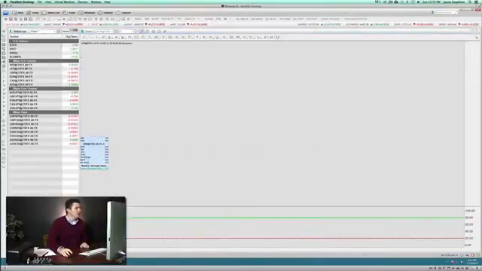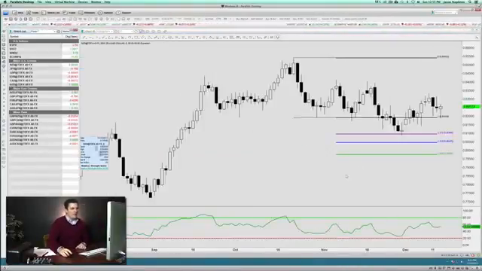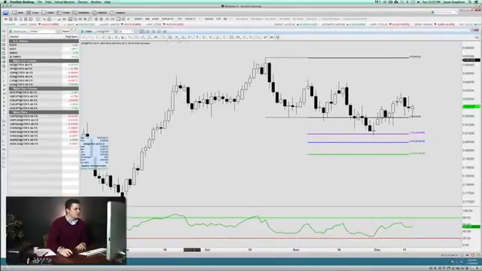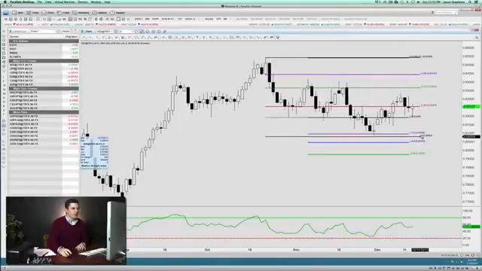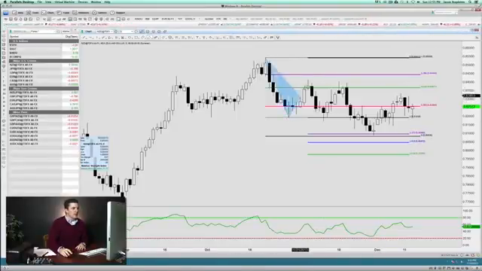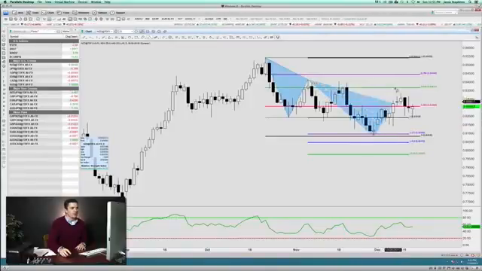Let's take a look at New Zealand. New Zealand, we actually have a cipher pattern setting up here. I'm going to go ahead and draw that in for you just by grabbing a couple of Fibonacci tools. And again, guys, if patterns aren't something that you're real familiar with, or if you haven't ever invested the time to actually learn them, they're extremely powerful.